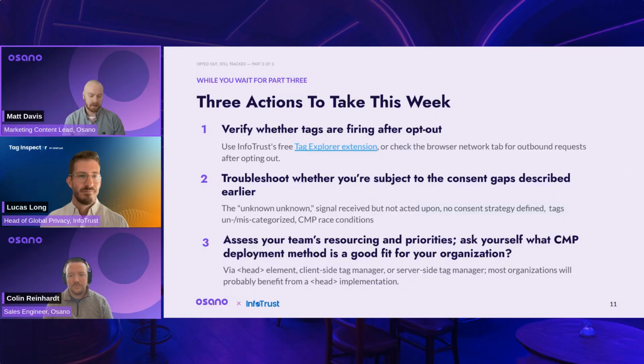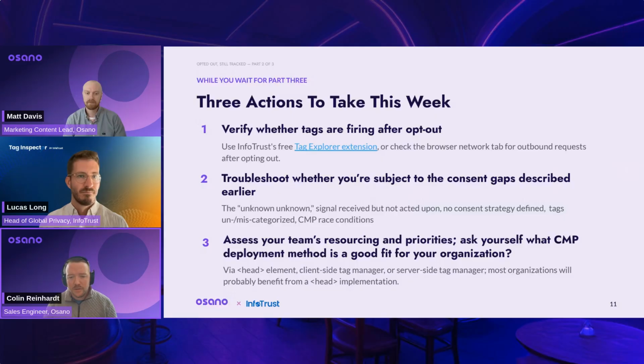There's the idea that your CMP may be passing signals to your tag manager that it's not recognizing and not acting on. It could be that you have no consent strategy defined, no formal process in place. You could have miscategorized tags, or it could be that the CMP is not the first thing loading on your page. So just take a look at your website and see if any of these seem likely. If that's the case, then there's a good chance that you may be firing after opt-out.